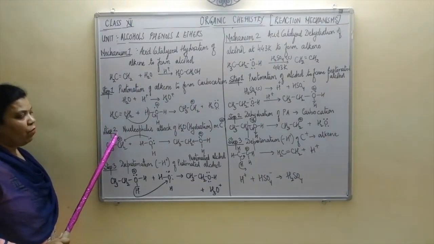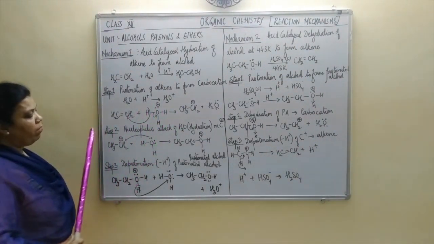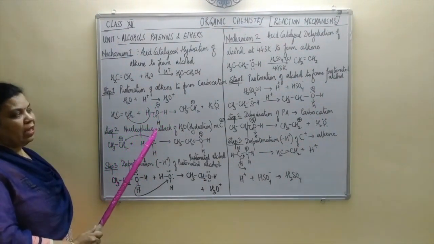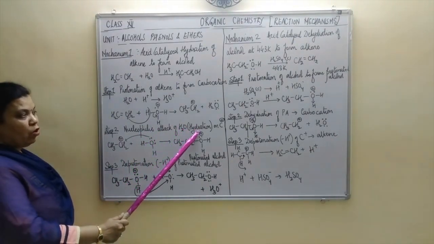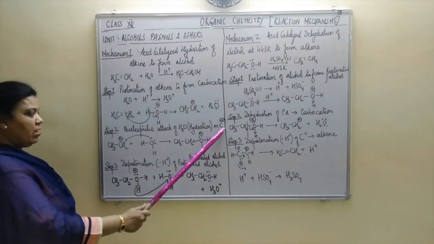Carbocation is a carbon species bearing positive charge. Now step 2 involves, once the carbocation is formed, the nucleophilic attack of water, that is the phenomenon of hydration on the carbocation.